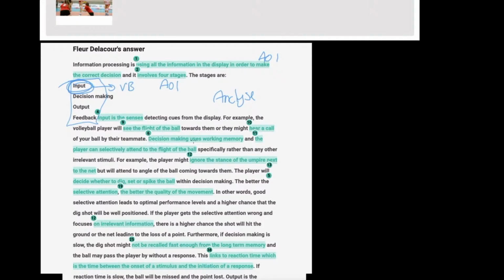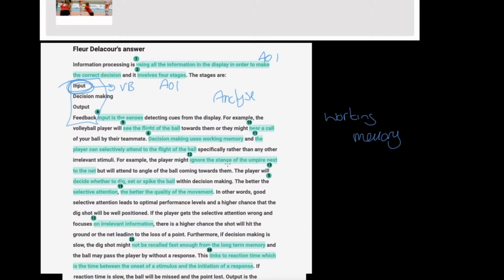Let's take decision making. Decision making uses working memory. This is a really nice term for you to use, by the way, working memory. That's what we might also call short-term memory for the decision making part. It uses working memory, and the player can selectively attend to the flight of the ball. So we're now using selective attention, specifically, rather than any other irrelevant stimuli.